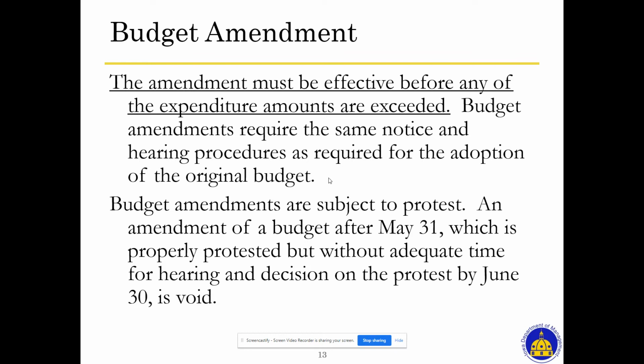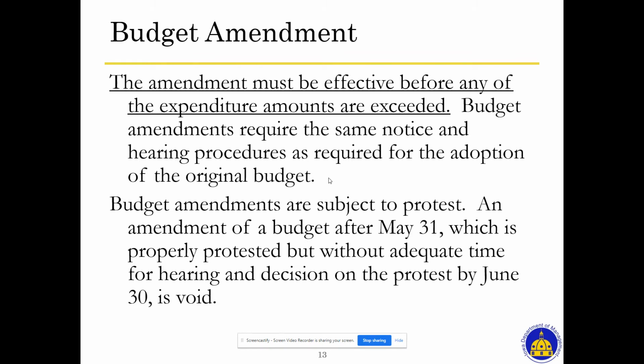Budget amendments require the same notice and hearing procedures as required for the adoption of the original budget. So not less than 10, no more than 20 days notice, published in your paper to make people aware that you're going to hold a hearing on this proposed budget amendment. And again, it's only for expenditures. And so you'd hold your hearing, your board would then act on the amendment to approve or modify it, etc.